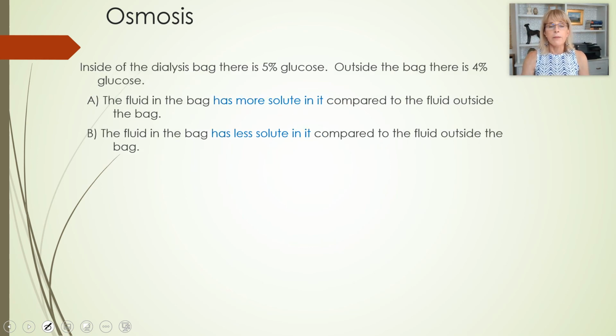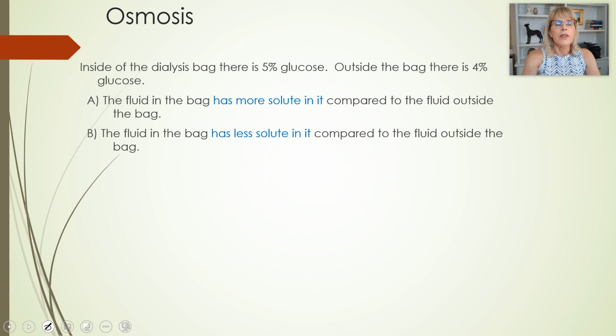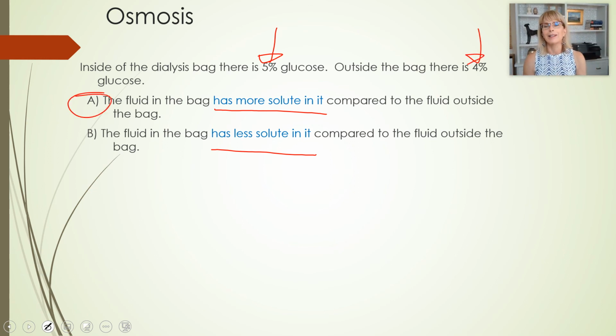Let's do one more. Maybe you're using the other way of learning things. Inside the dialysis bag, there's 5% glucose. Outside, there's 4% glucose. But you memorize these definitions, that hypertonic has more solute in it, hypotonic has less solute in it. Fine, cross out the word, write the answer over it, and then you can answer it. The fluid in the bag has more solute in it. The fluid is 5%, 5% is more than 4%, so still answer A, right? You're not going to get any of these things wrong.